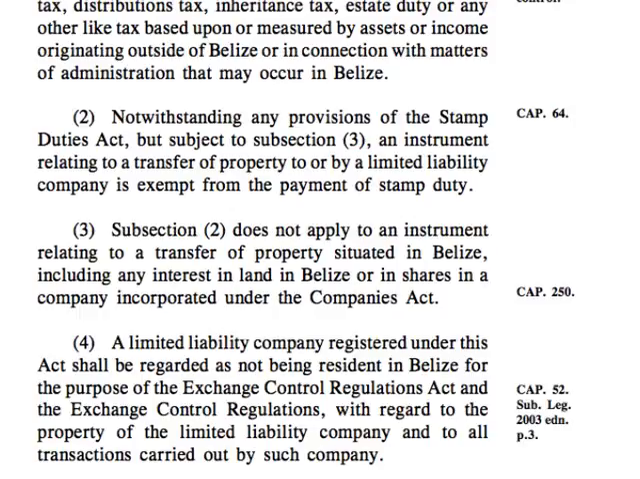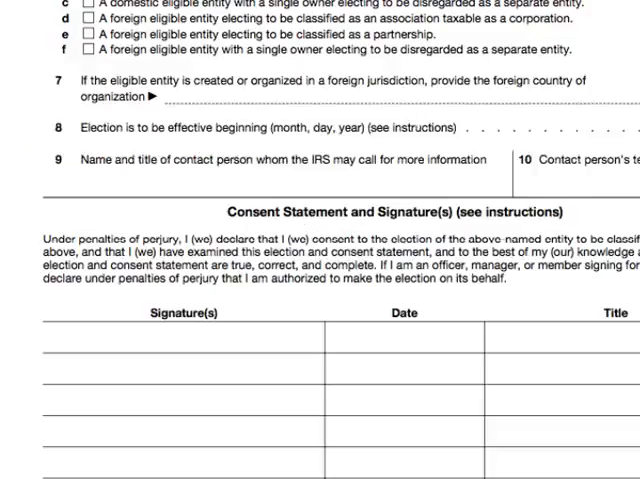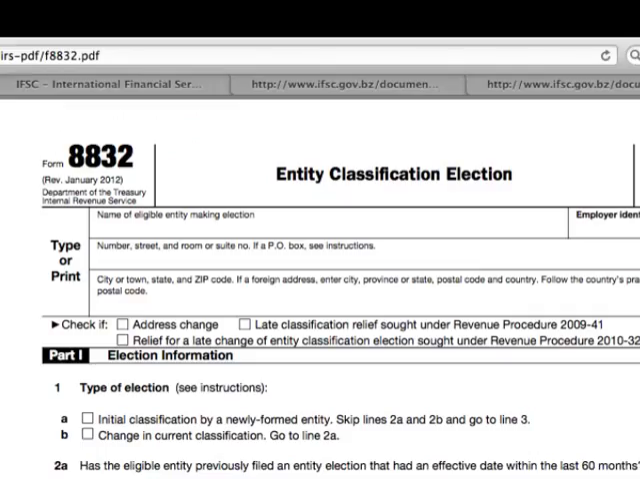Okay, let's talk a little bit about taxes. I've made it clear, it's absolutely obvious that there is no Belizean tax. What about the U.S.? Well, most LLCs are pass-through entities or disregarded. And in the case of a single U.S. citizen who forms an LLC, it is almost always a disregarded entity. That's the default for U.S. citizens. Well, let's look at the form that needs to be filed to make the entity classification election.